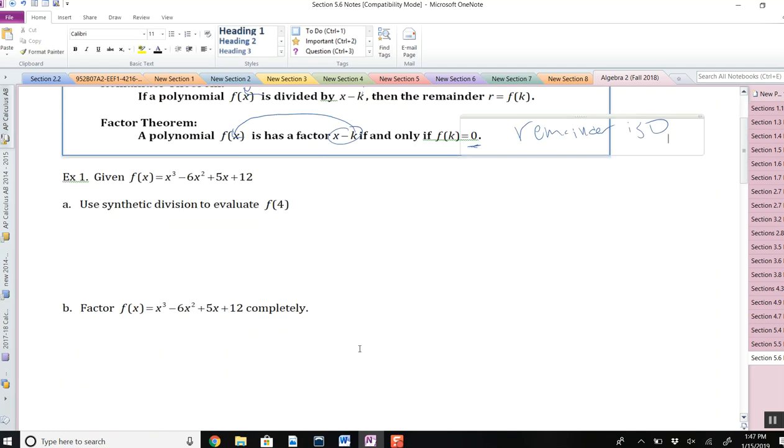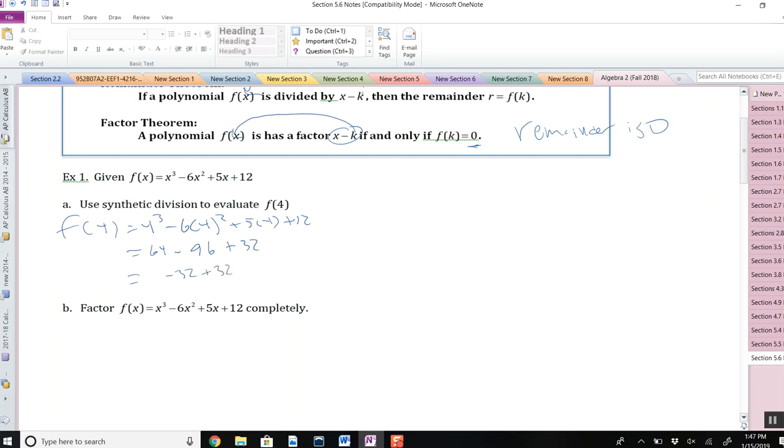So without further ado, let's look at example 1. They say use synthetic division to evaluate f of 4. Well, here's the thing. f of 4, if I were to work it out, is pretty straightforward. Just plug in 4 for x. Use a little arithmetic to work it out. 64 minus 96 plus 20 plus 12 plus 32. So I think we get 0.